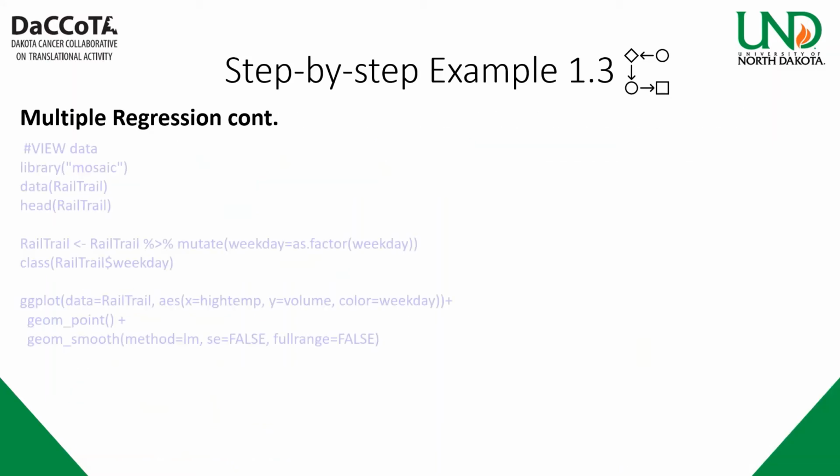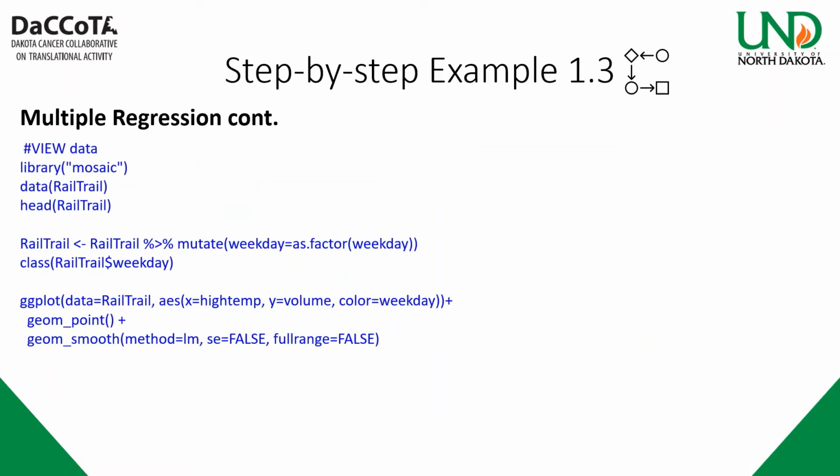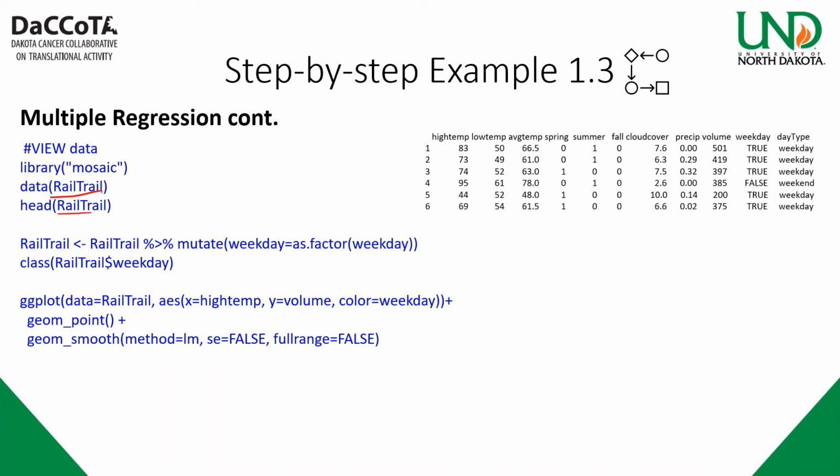All right, let's view our data. We're going to go from library mosaic. This is our rail trail. And then let's take a look at the head. There's a lot of this information. We have high temperature that we want to use, weekday, and then we're trying to model volume.